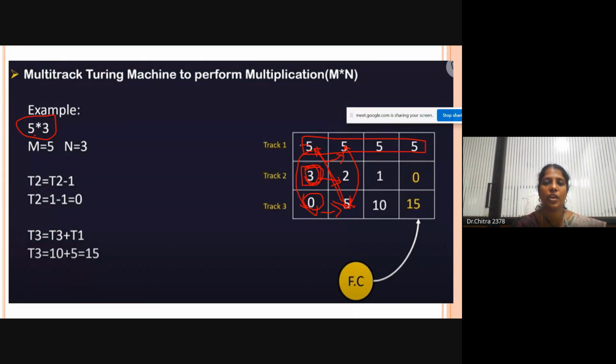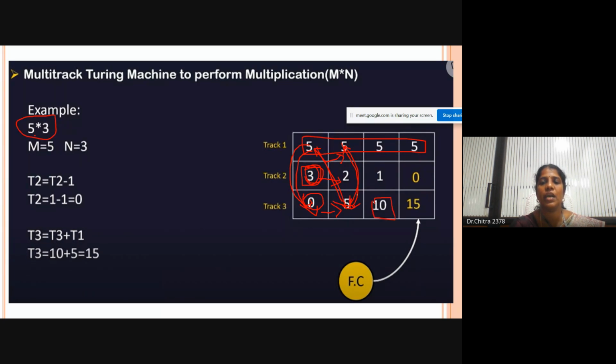Because here also you added the first track contents as well as the third track content. These two contents are added and the second track content is decreased by 1. The same thing is repeated again and again. Again add these two tracks. 5 plus 5 equal to 10. Place it in track 3.